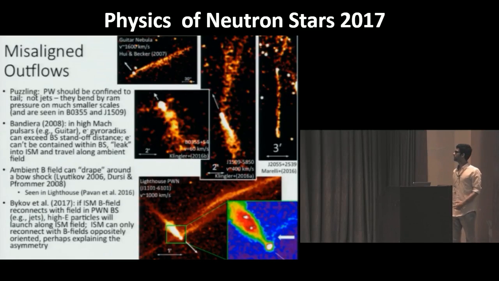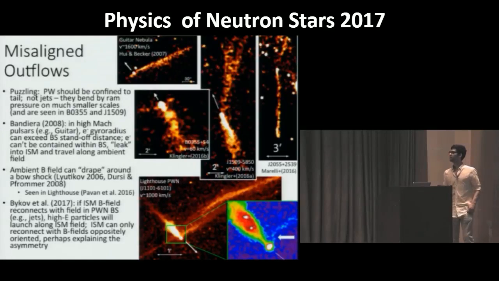Other theorists have said that for supersonically moving objects, not just pulsars, some galaxy clusters do this, but the ambient magnetic field lines can drape around the bow shock, and the deep images of the Lighthouse pulsar wind nebula kind of confirm that, because you can see this outflow bend, but then bend back as if it's draped around the bow shock.